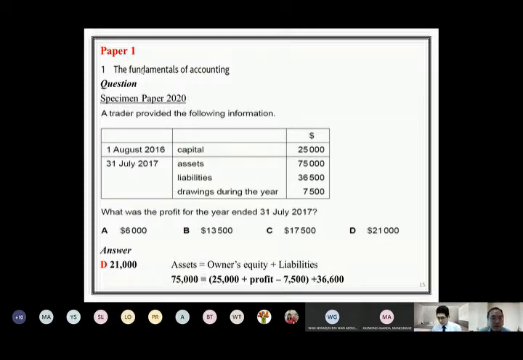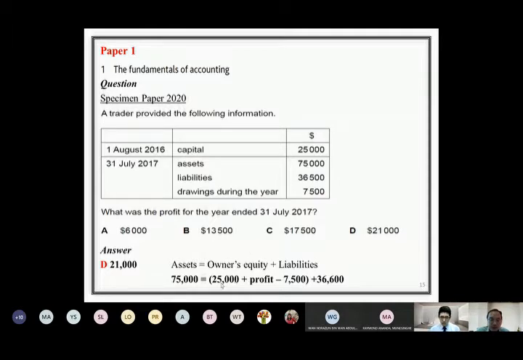So here we are testing the concept of the accounting equation that I showed just now. So you have assets equal to owner's equity plus liability. So you need to know what the examiner is actually looking at. They're looking at the concept of the accounting equation. So you have assets here. Once you know what they are testing, you know the concepts. Okay, it's very easy. So you have assets, and you can pick the figure 75,000.